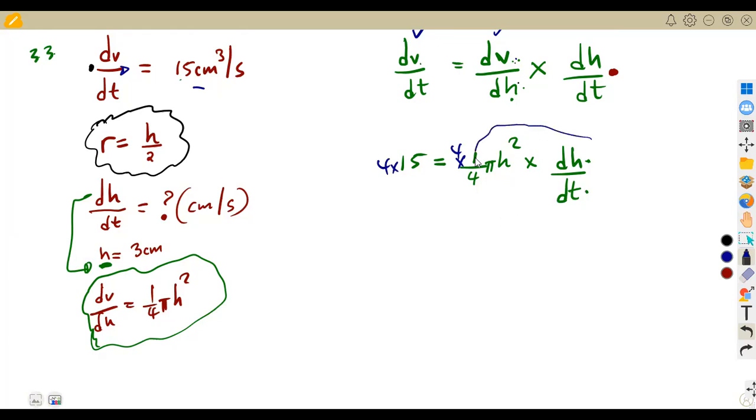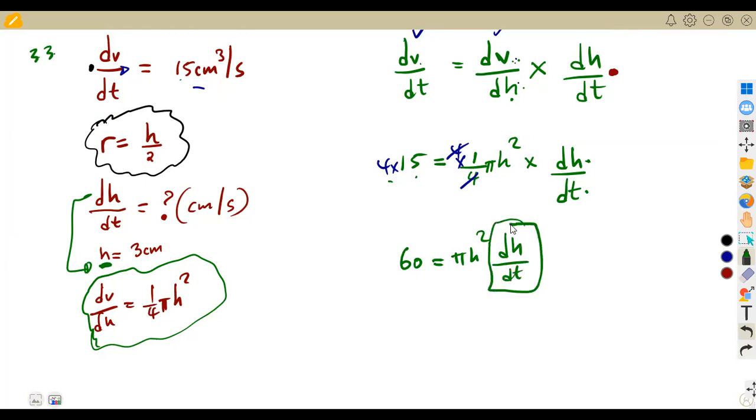So in this case, we can just remove this 4 here, multiply by 4 this side. Remember, this whole part is a single term. So once you multiply by 4 here, you've also multiplied here. You don't multiply by 4 by 4. You just multiply once. All right. So this one and this one cancel. So that is going to be a 60 here. So 60 is equal to pi h squared dh/dt.